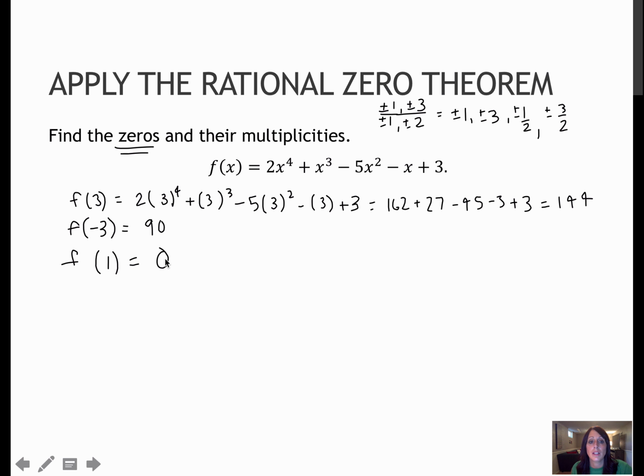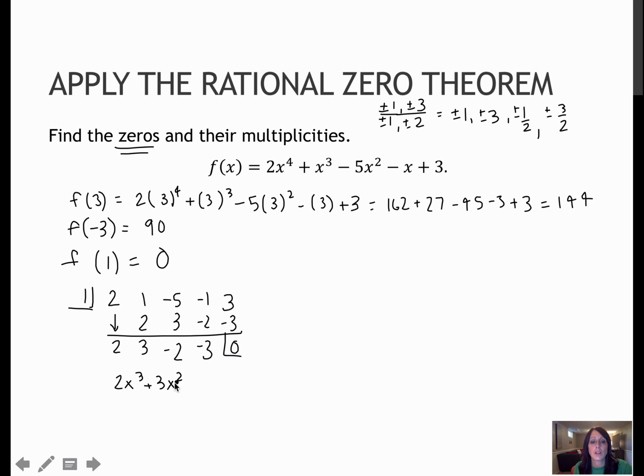Because now I know that if I plug in 1, it goes in evenly, which means now I'm going to take 1 and divide that by synthetic division into my function. So 2, 1, -5, -1, 3. I bring down the 2, multiply, add, multiply, add, multiply, add, multiply, add, which means I'm left with 2x cubed plus 3x squared minus 2x minus 3 equals 0.